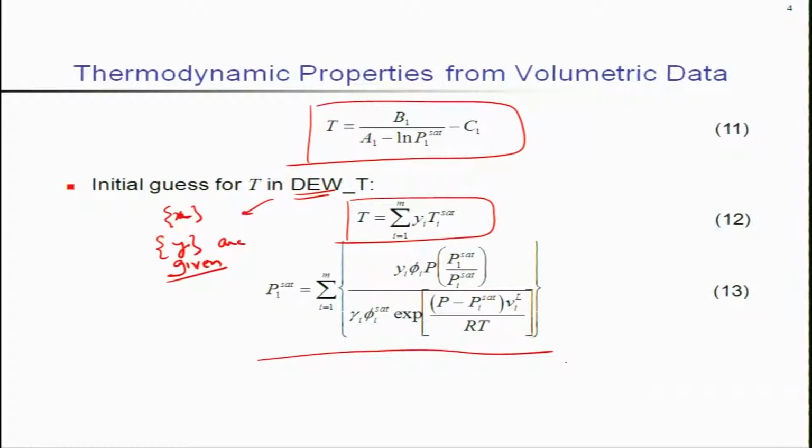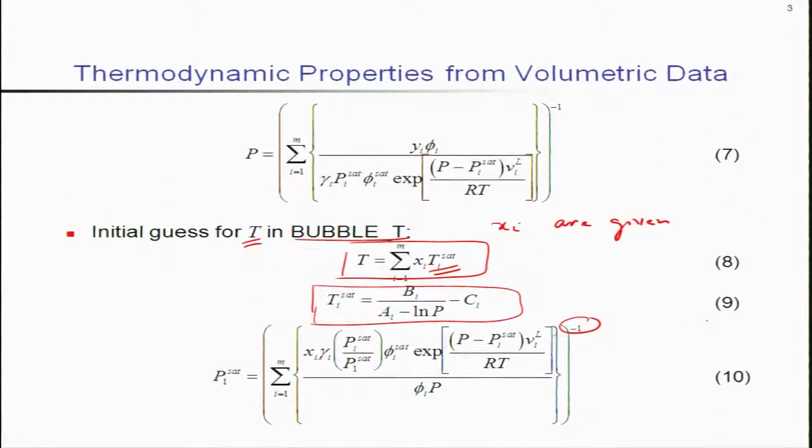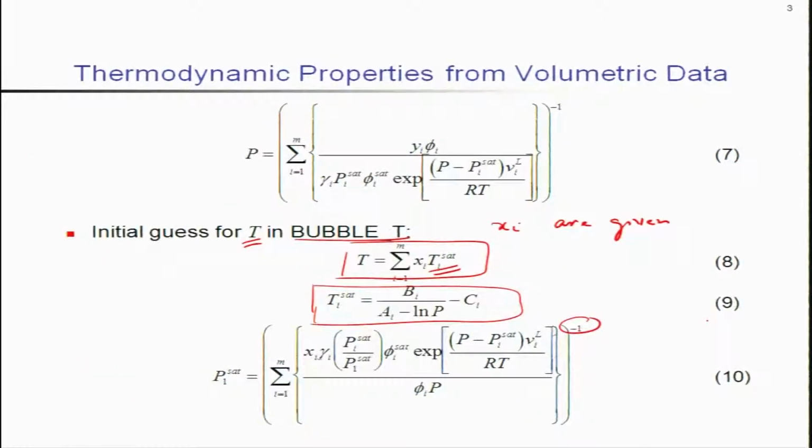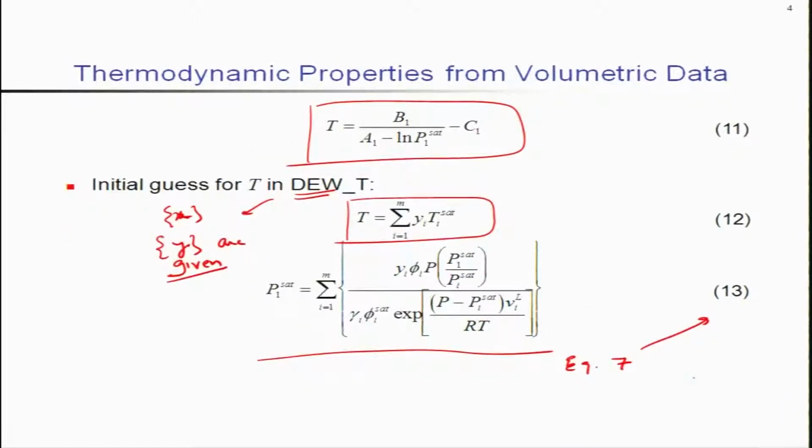So, remember that equation 7, rearranging, would lead to 13. Okay. And for the case of the bubble point, it is equation 5 which allows you to get equation 10. Okay. So, now these are the set of equations which are available for us, and now we should be able to come up with algorithms depending on what kind of data we are given.